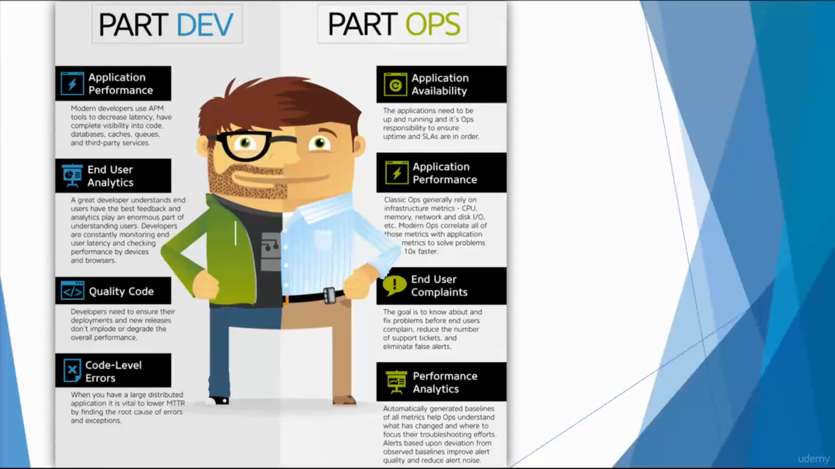I found this very useful, that you're part dev and you're part ops. So the development end of things, you're looking at applications where you are a modern developer and you use tools to decrease latency, have complete visibility into the code, databases, caches, queues, and so on. You're also looking at end user analytics, quality code, and code level errors. On the right side, you have the ops, where you're also ensuring application availability, performance, end user complaints, and of course analytics as well, like for example, your CPU time, memory, network usage, and so on. So the ideal scenario is that you're both. You're the dev guy and you're also the ops person.